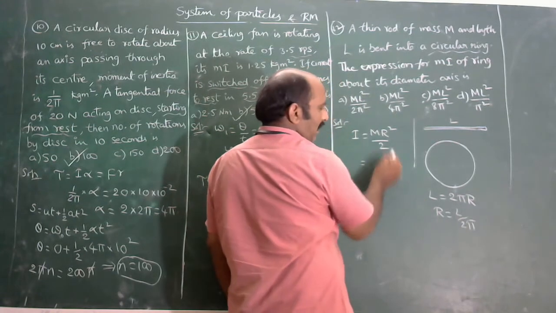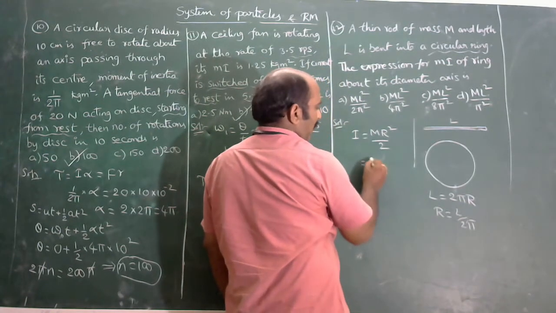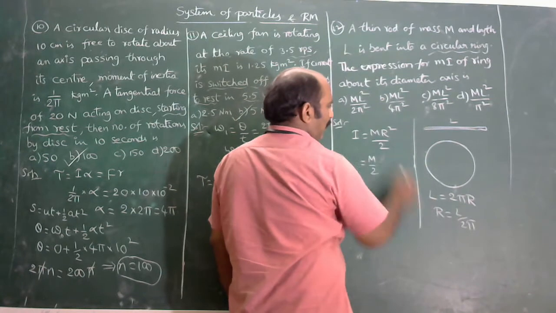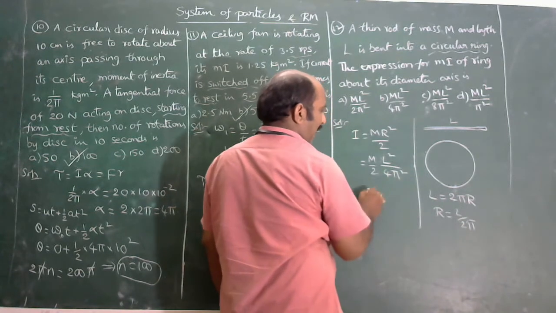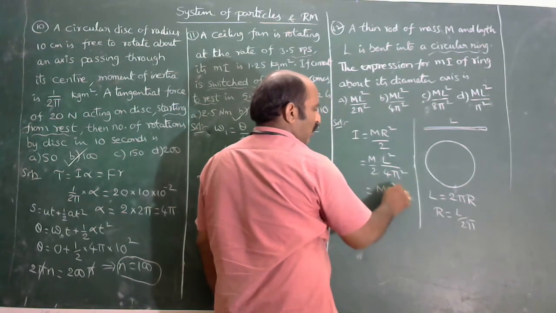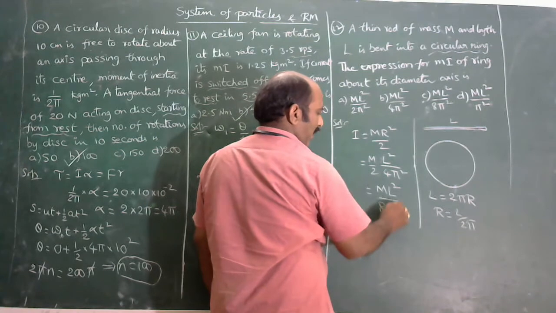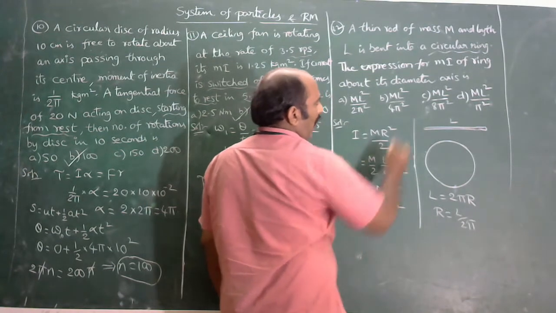Substitute here the r value. Now m by 2 into r square. R square means L square by 4 pi square. So finally we get m L square by 8 pi square. This is the I value. So option C is correct.